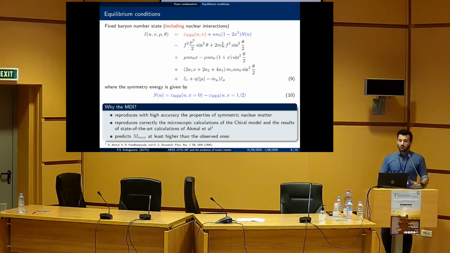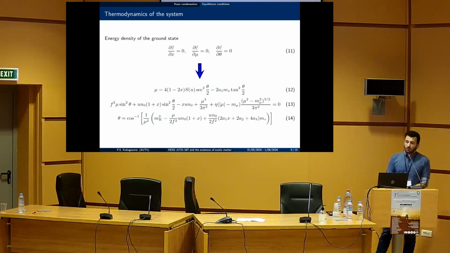To find an equilibrium condition, we need a fixed baryon number state, which includes the energy density of a nuclear model, in our case a momentum-dependent interaction model, and the symmetry energy defined in the parabolic approximation, actually the difference between pure neutron matter and symmetric nuclear matter.